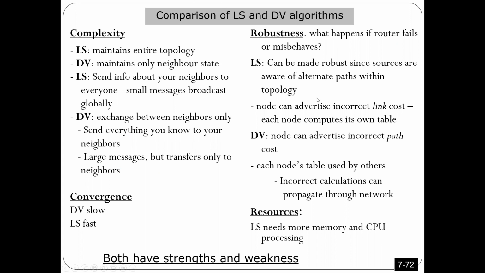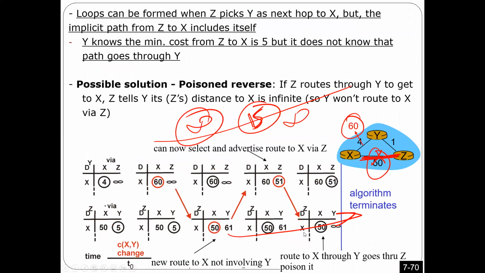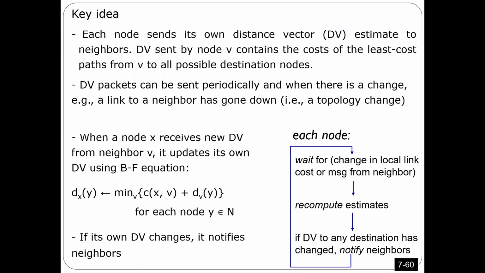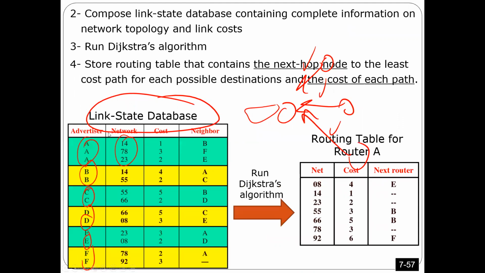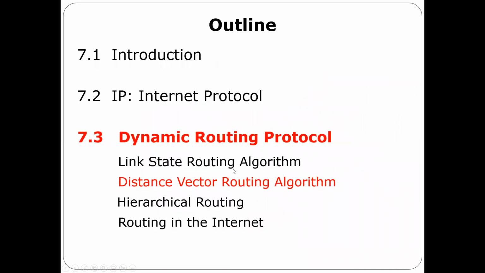Okay, so here also you can see, if you talk about resources, LS needs more memory because, as I told you before, you have to create the database here. You need to receive a lot of information, a link state database. You have to create this one, and you have to run the algorithm based on these values. But the other one is much simpler.